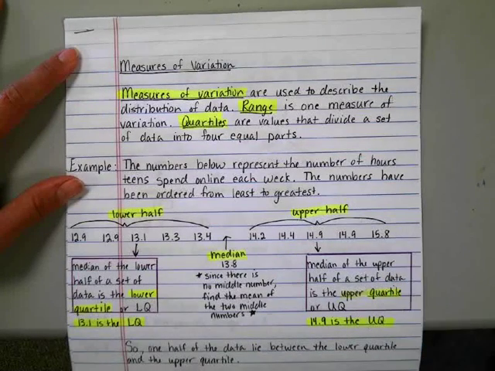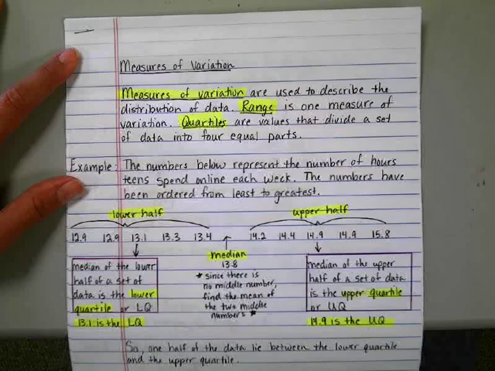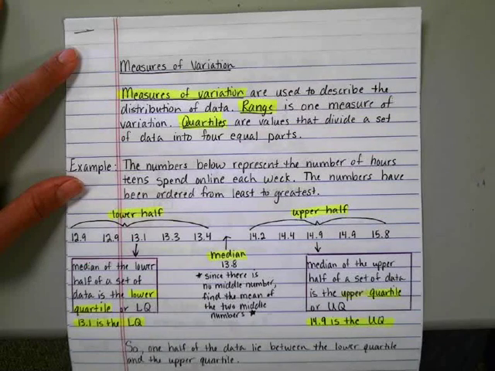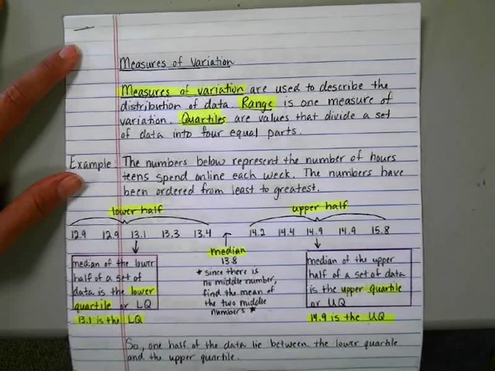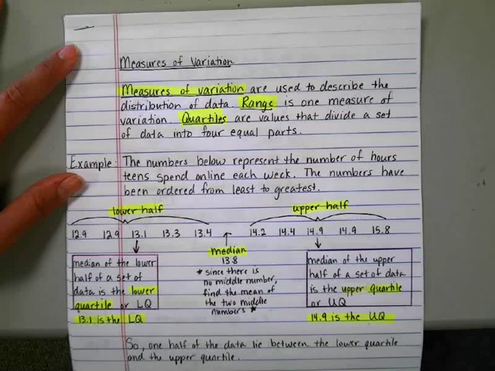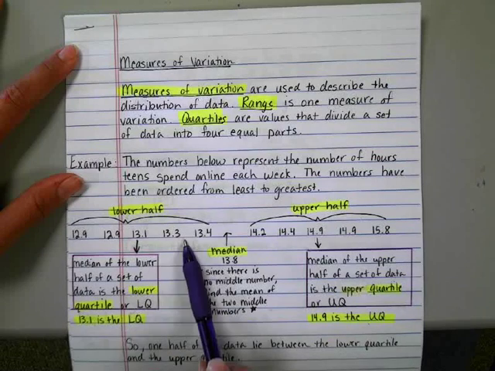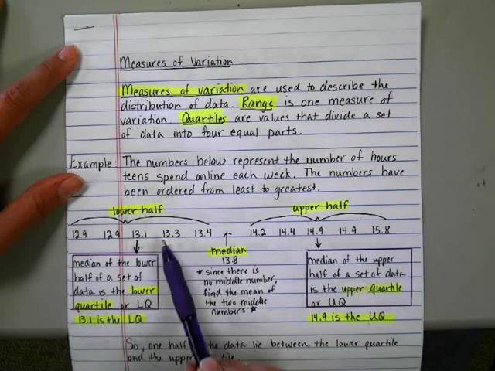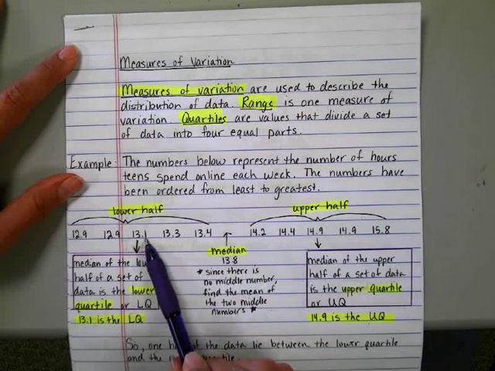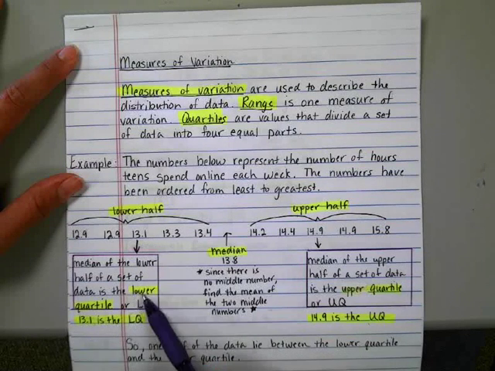Now here's where some more vocabulary is going to come in. So feel free to pause and to write. And if you have any questions, make sure you write those down on your notes and you can ask them tomorrow in class. So if you look at the lower half of the data, we find the middle number. The middle number of the lower half is the median of the lower half. We call that the lower quartile. You will also see us abbreviate it LQ. So the median of the lower half of a set of data is the lower quartile.